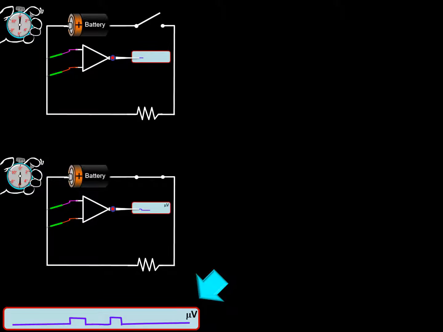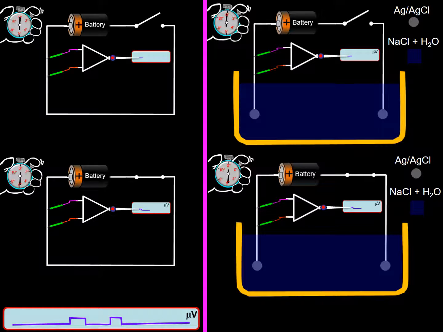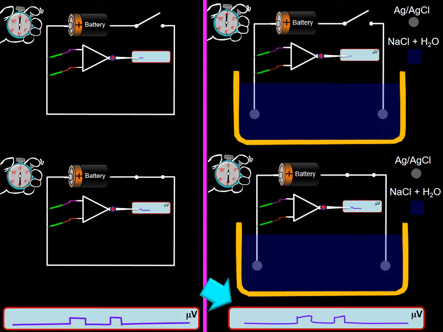The tracing below represents the recording made over time in a similar fashion as we had done during the first experiment I mentioned before. On the other side, I have introduced figures from the fourth experiment. As you can recall, this experiment was conducted using silver chloride electrodes submerged in a solution of sodium chloride. The arrow at the bottom is pointing to the tracing recording using these elements over time.